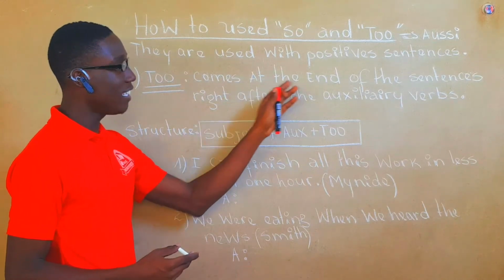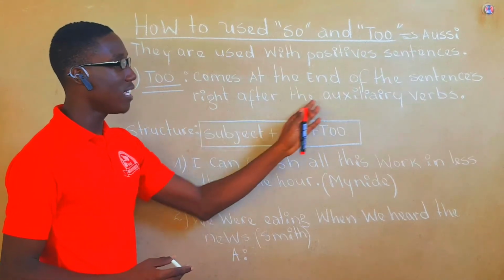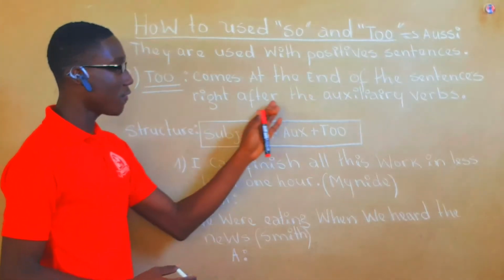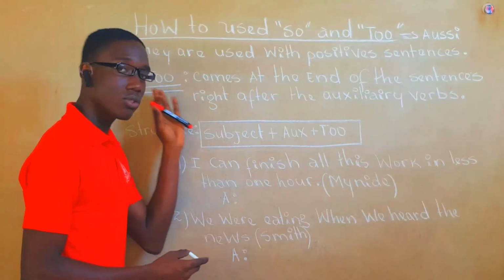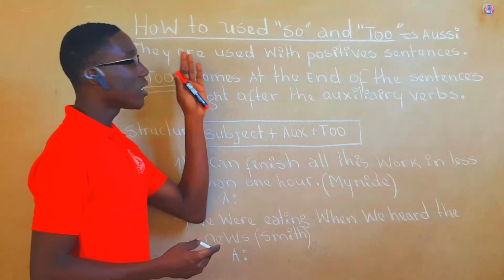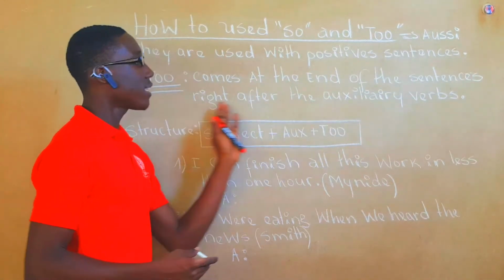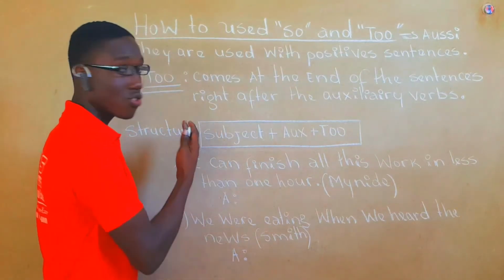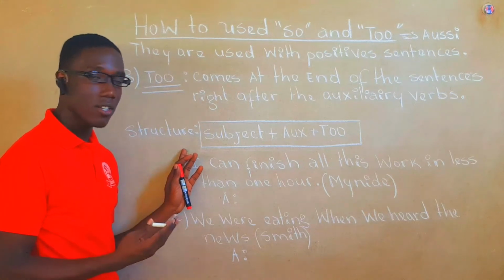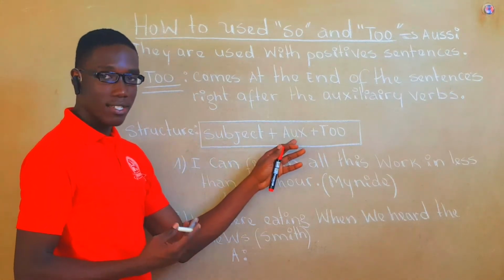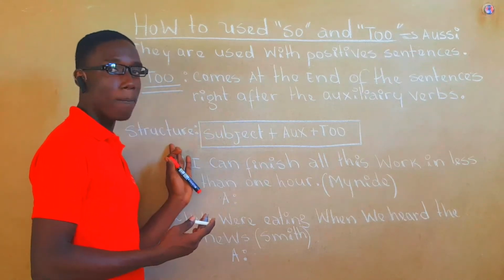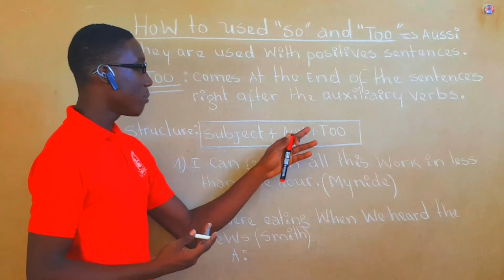Too comes at the end of the sentence, right after the auxiliary verb. Now for the structure: the structure is subject plus auxiliary verb plus too. This is the structure of too.